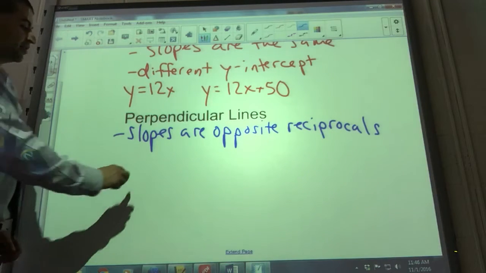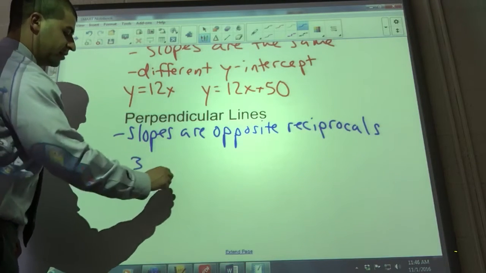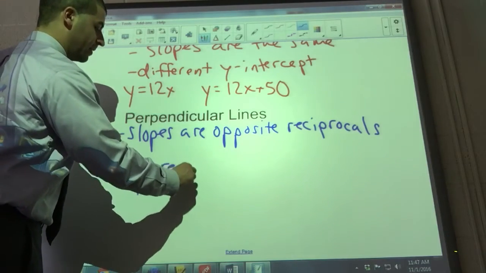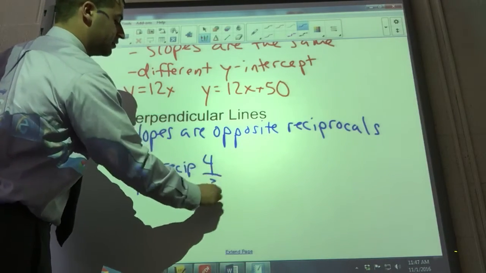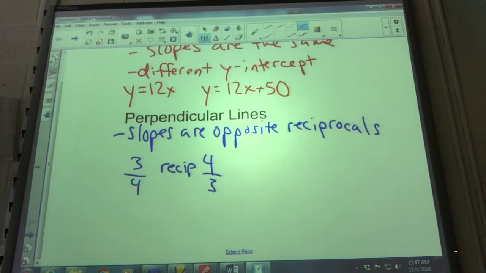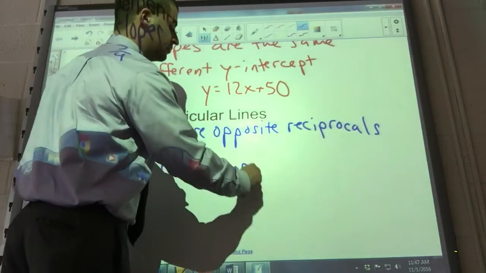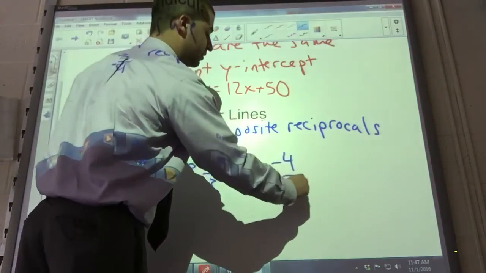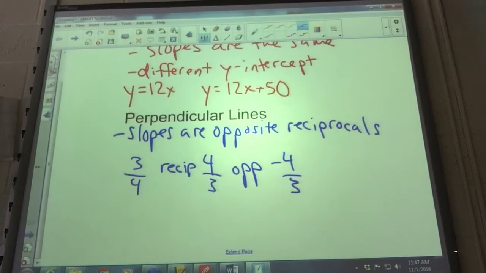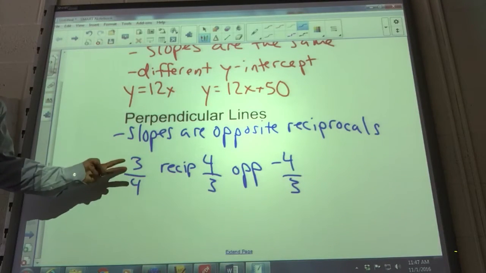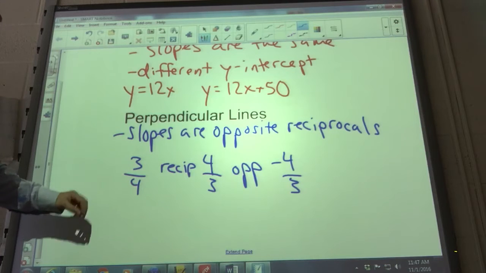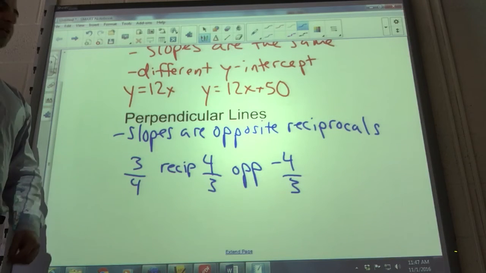You probably know what the word reciprocal means, like the reciprocal of 3/4 is 4/3. But to make something opposite would be to change its sign. So an opposite reciprocal would be the negative version of a positive number, where the fraction is flipped, or a positive version of a negative number, where the fraction is flipped.